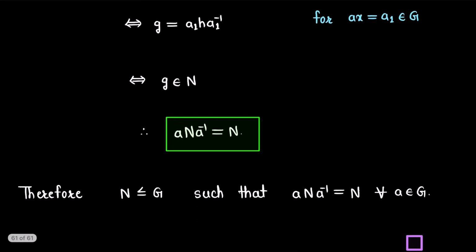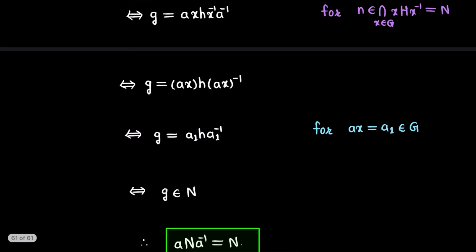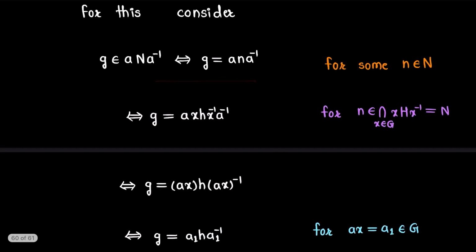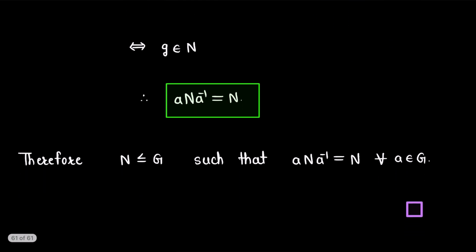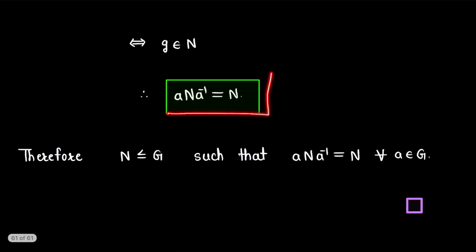Therefore, as all these arguments are if and only if arguments, we have aNa inverse is equal to N for all elements a in G, and therefore N is a subgroup of G such that aNa inverse is equal to N for all a in G, and this proves our result.